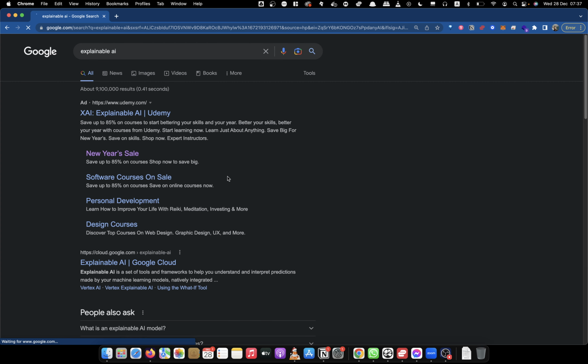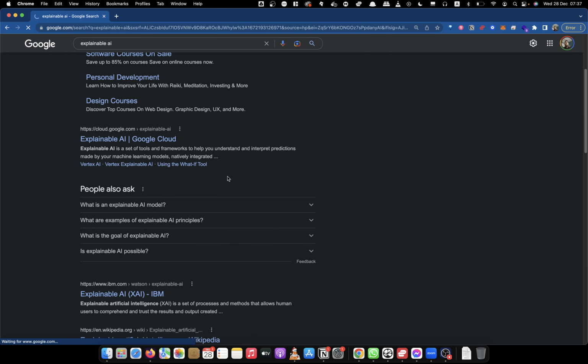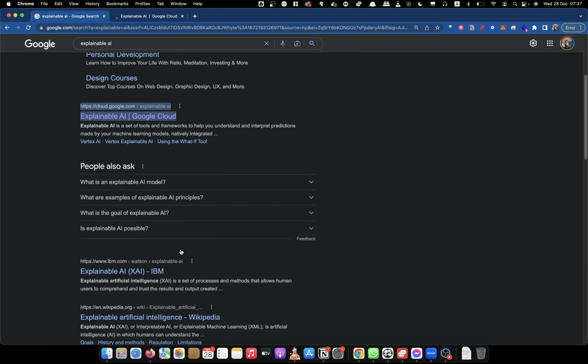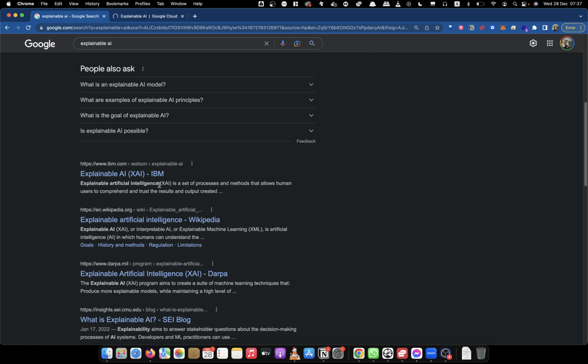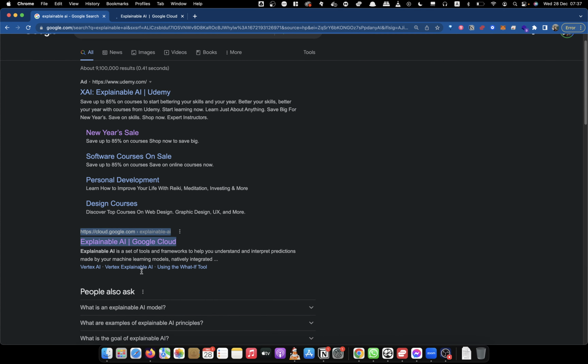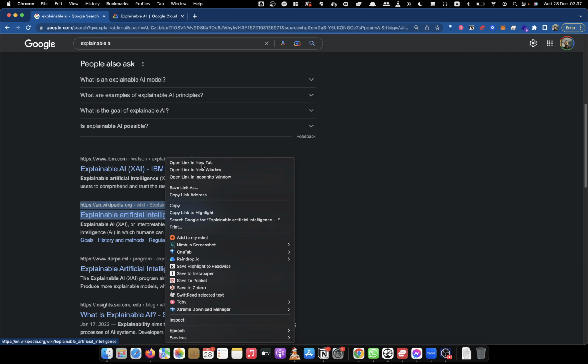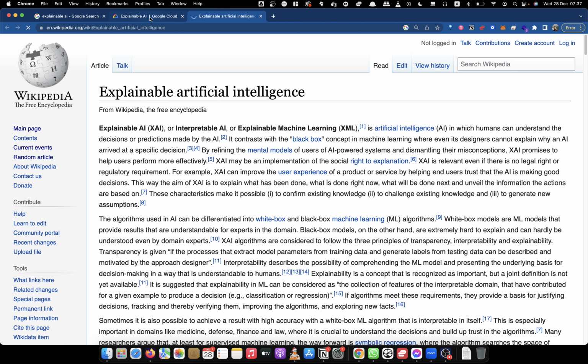Obviously a quick Google search will give you loads of materials to start with. You can find a few good articles. There's one from Google and one from IBM, and it's better to start with the Wikipedia article because it is very independent. It says explainable AI, or interpretable AI, or explainable machine learning, is where humans can understand the decisions and predictions made by the AI, in contrast with the black box.